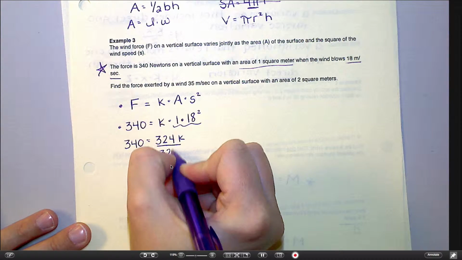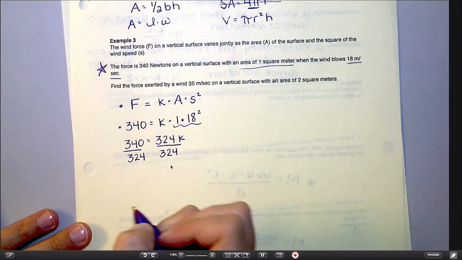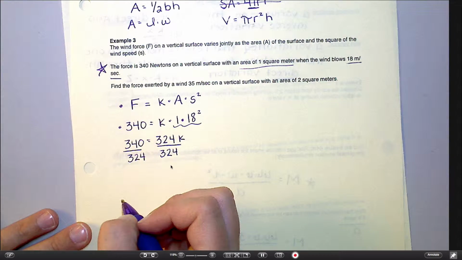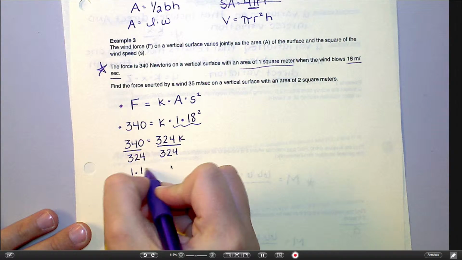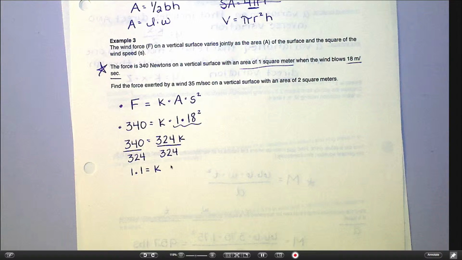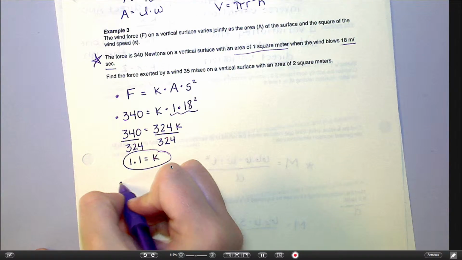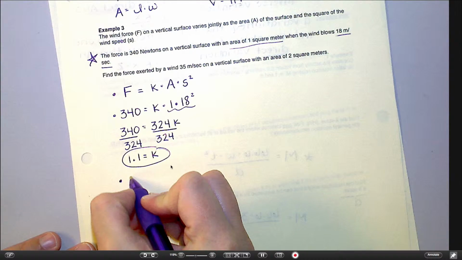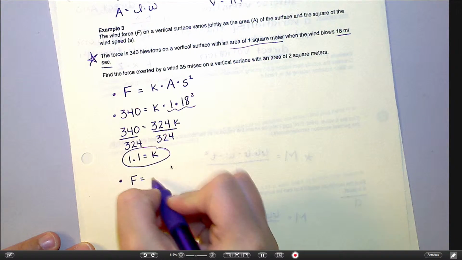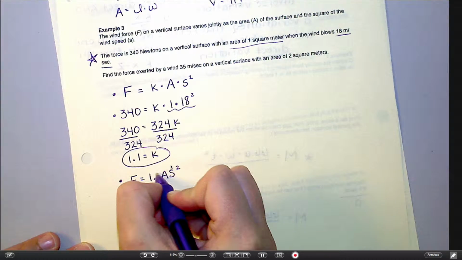So Emily, is that the answer you have when you divide by 324? Go ahead. If I rounded it up, I got 1.1. Okay. 1.1. I think that sounds reasonable. So my k value is 1.1. Okay. What's my third step then? So if I wanted to make a formula, it would be 1.1 A S squared, right?